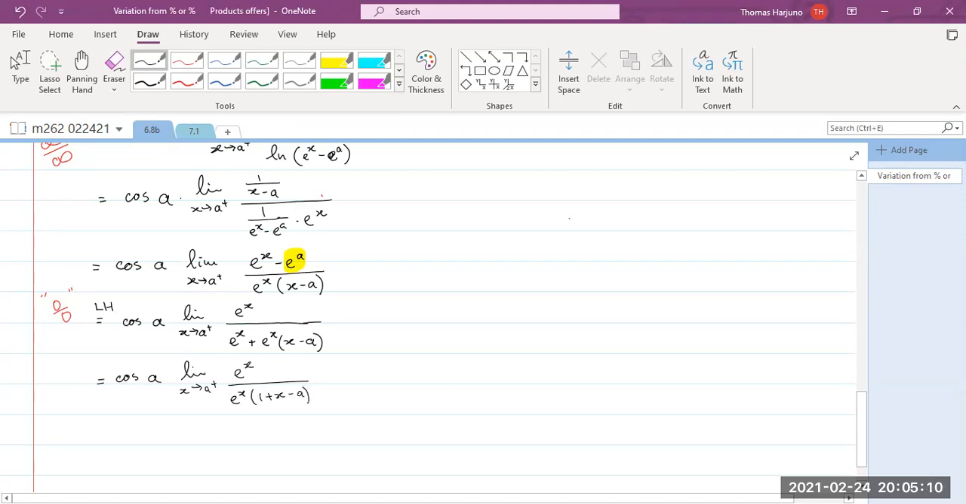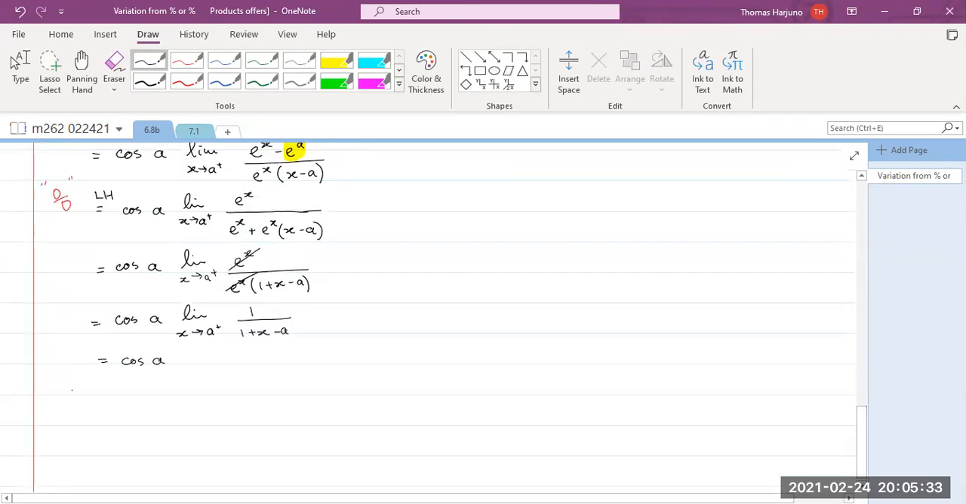Ooh, wow. Okay, cancel this guy. Cosine a times the limit as x goes to a positive of 1 over 1 plus x minus a. Now I plug that in, that will be just cosine a. Oh, wow. Unexpected. Yeah, because this guy is 1.